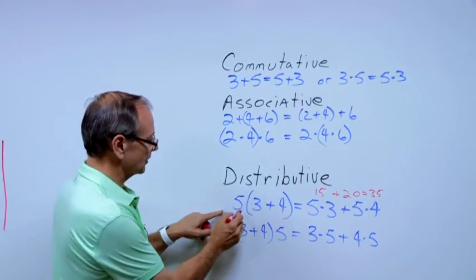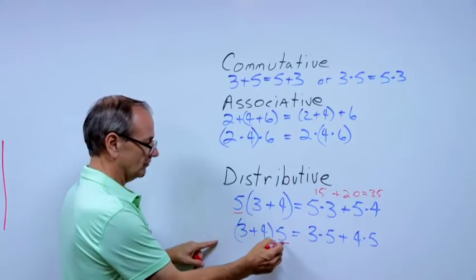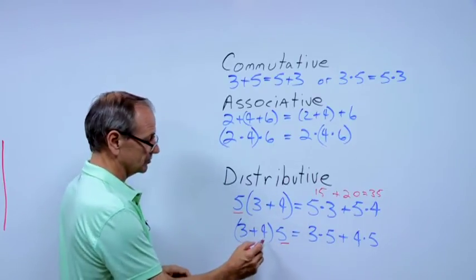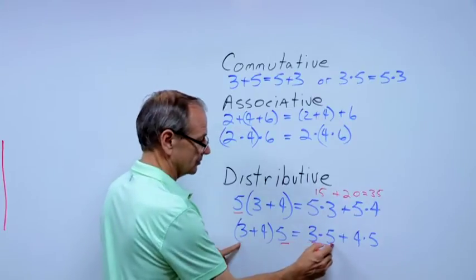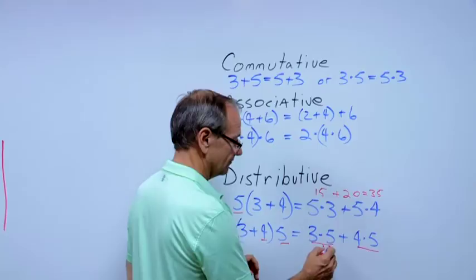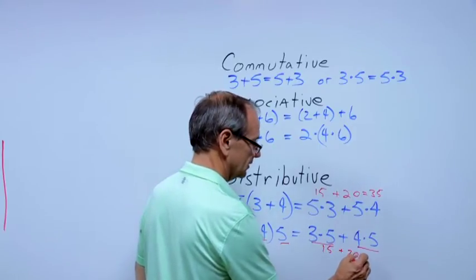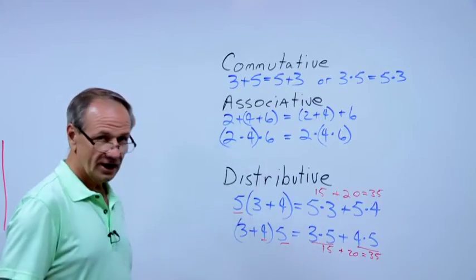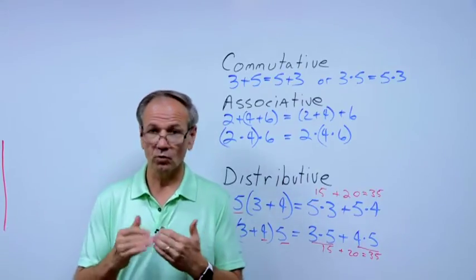It doesn't matter whether we have the 5 in the front or the 5 at the end, it's going to get the same. This would give me 3 plus 4, which is going to be the same as the 3 times 5, and then the 4 times 5 again gives me my 15 plus 20 is equal to 35. Okay? I wanted you to have a review of these before we work through some math.